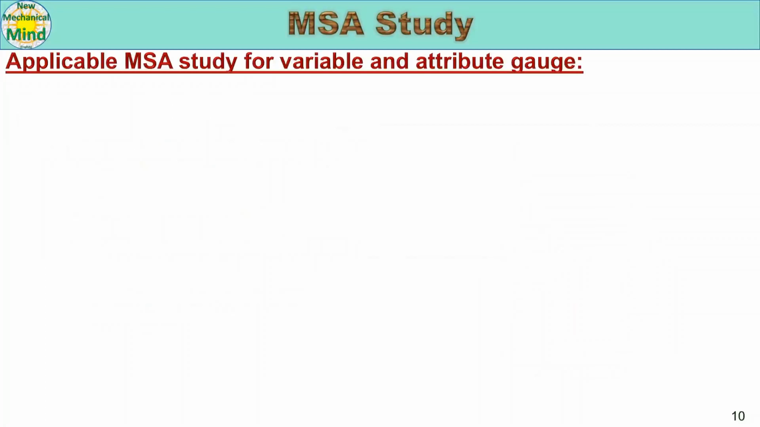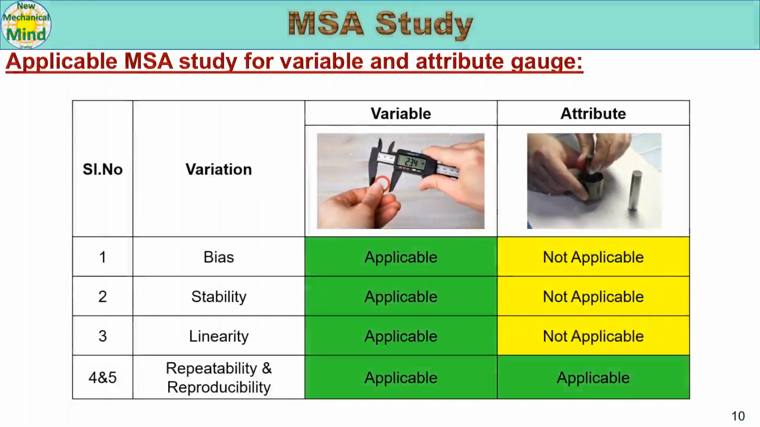Applicable MSA study for variable and attribute gauge. Now we are going to see what MSA studies are applicable for variable and attribute gauges. This is the matrix for MSA study versus variable and attribute gauges. In this matrix, we can see clearly that bias, stability, linearity, repeatability, and reproducibility are all applicable to variable instruments. And we can see that repeatability and reproducibility are the only ones applicable for attribute gauges. Now I think you got some idea about applicable MSA studies for variable and attribute gauges.